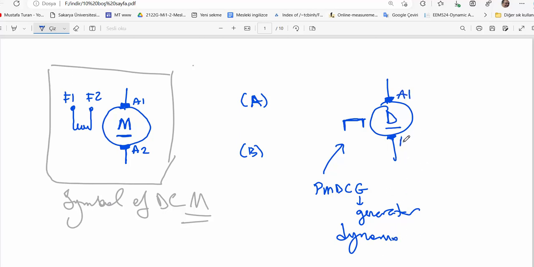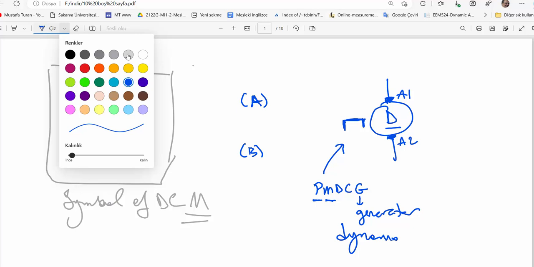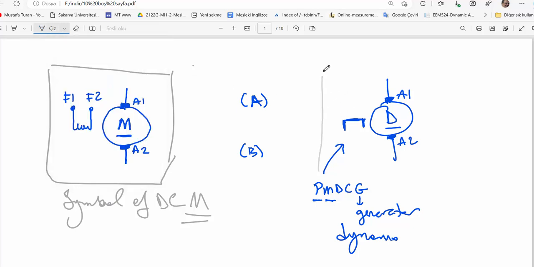Again, the terminals are the same, A1 and A2. And here there is no terminal for the field because there is no coil. The magnetic field comes from permanent magnets. That is the symbol of a permanent magnet machine. I said machine because that system can be used as a motor or generator. The same configuration can operate in both styles.